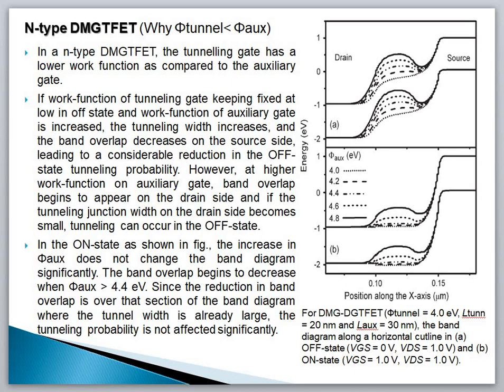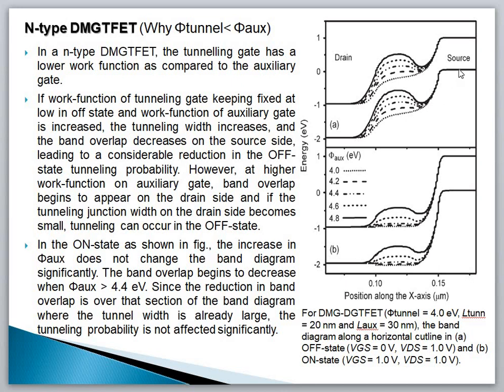Let's start when the device is in off state. Suppose the work function of the tunneling gate is kept fixed at a low value in the off state, equal to 4.0 electron volt. First I have taken the fixed value of tunneling gate work function at 4.0 electron volt, and the work function of the auxiliary gate is increased from 4.0 electron volt to 4.8 electron volt. Then what would occur? The tunneling width increases and the band overlap decreases on the source side.